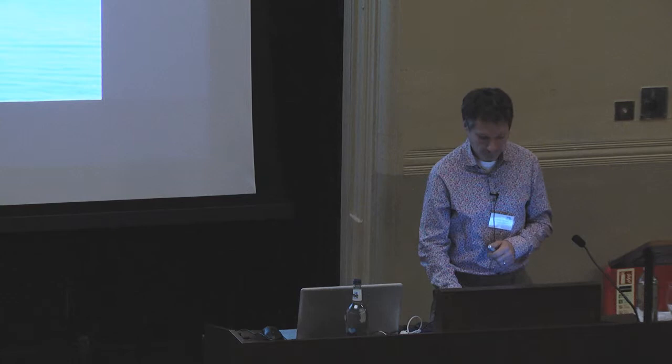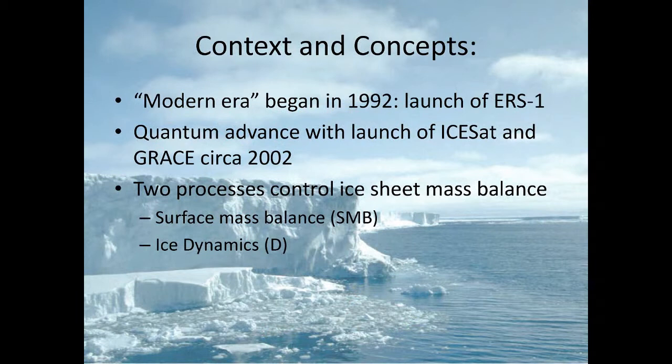This is my one-minute ice sheet 101 lesson, just in case. It's an important point, so I just wanted to make it. There are two processes that influence ice sheet mass balance. It's true of some glaciers as well, but only marine terminating glaciers. And those two processes have a very different interaction with the climate system.